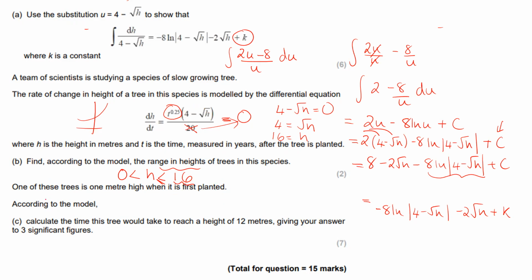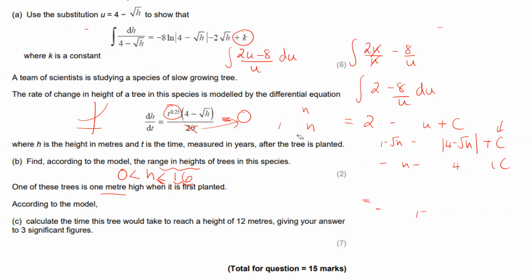Okay, one of the trees is 1 meter high when it was planted. According to the model, calculate the time this tree would take to get a height of 12. So, Ritesh, what do you think we're going to do now? Rearrange it for t. But what we're trying to do is calculate the time. Is t not the time? T is the time, yeah, but this is what we've got here with our dh by dt.